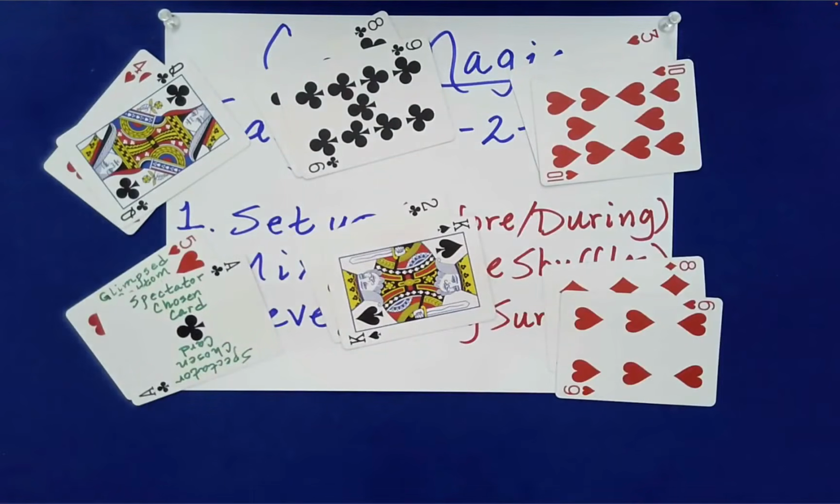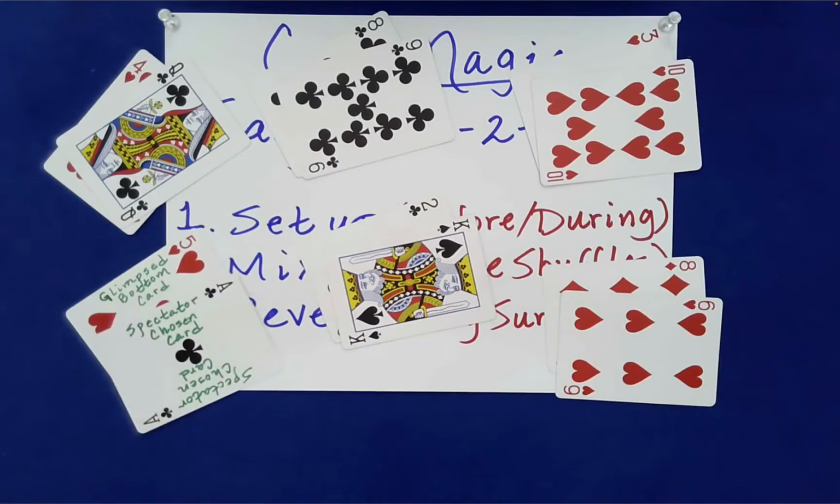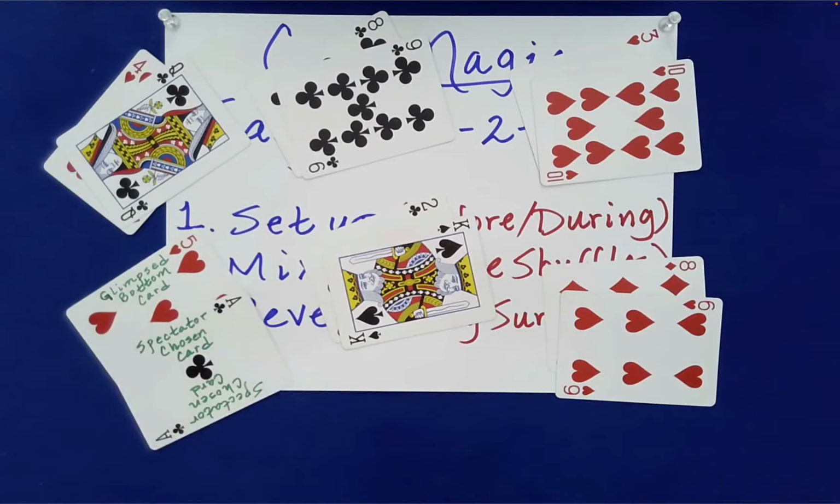Now, of course, the spectator will see their card. As far as they know, you don't know the identity of any of the cards, because you glimpsed the bottom card. But look at what has happened, and it will always, always happen. Your glimpsed bottom card will be paired with the spectator's card. That will always, always happen.